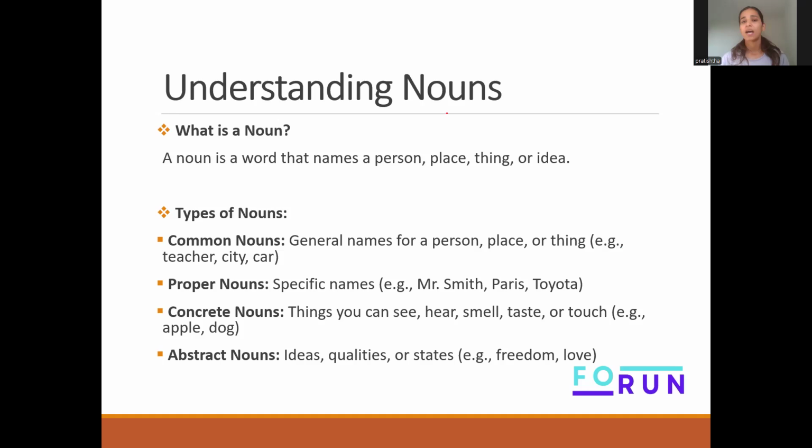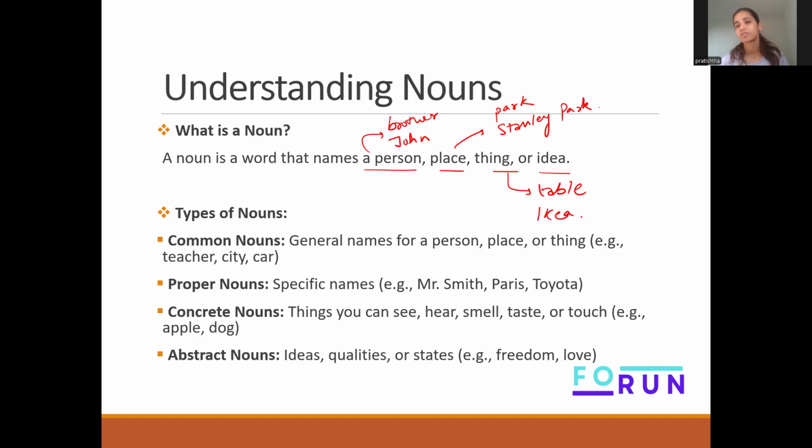First, we will understand what nouns are. A noun is a word that names a person, place, thing, or idea. A person can be brother, for example, or it can be a name, John. A place can be any place, for example, park, but it can also be any specific park, for example, Stanley Park. A thing can be anything like a table, or it can be a table from IKEA, for example. So let me just write IKEA table. Or an idea. An idea can be any emotion.